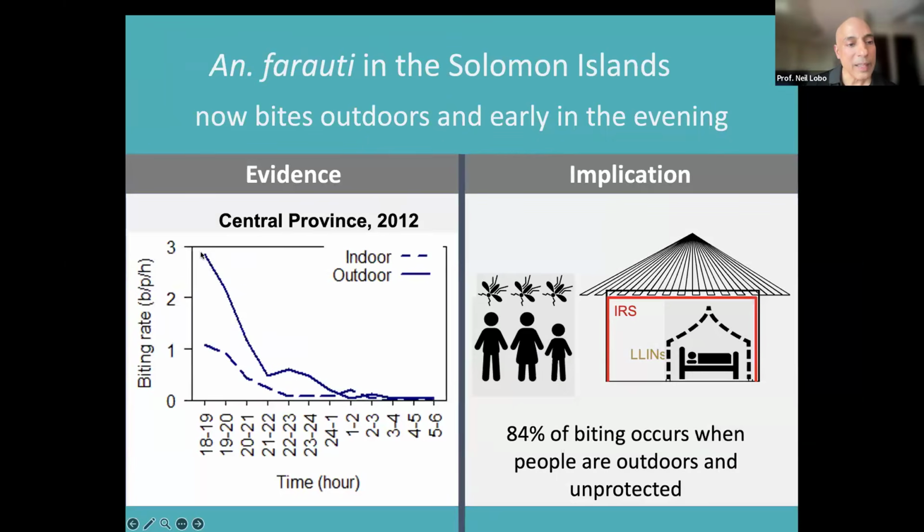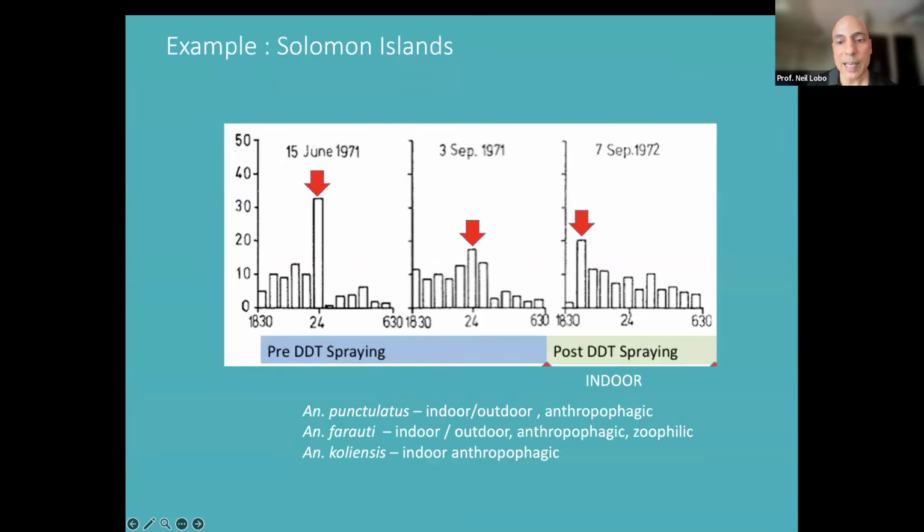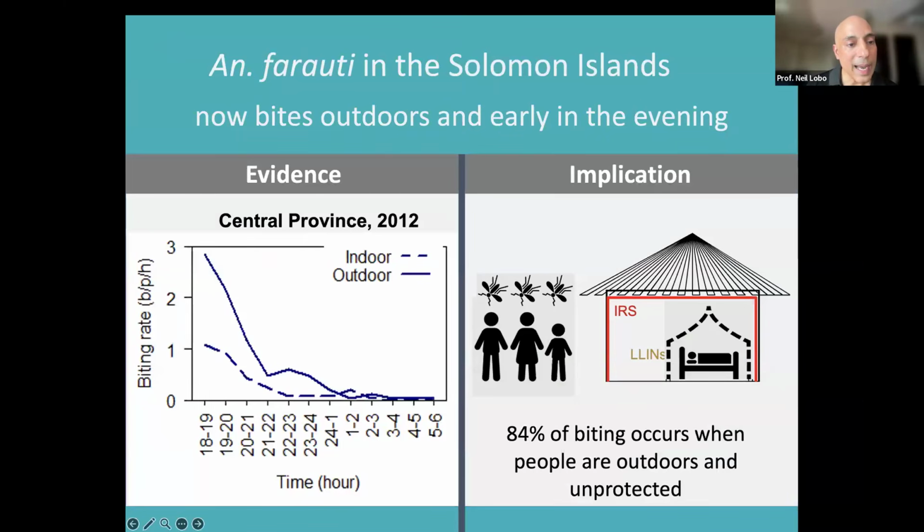we found that, again, the biting rate on the y-axis and the time of the night on the x-axis, most mosquitoes, just like in 1972 in the previous slide, were biting outdoors early in the evening, and by 9 o'clock they stopped biting. Very few were going indoors. So all the biting was primarily happening outdoors and less indoors. And in the evening, not later on, it was happening earlier on.